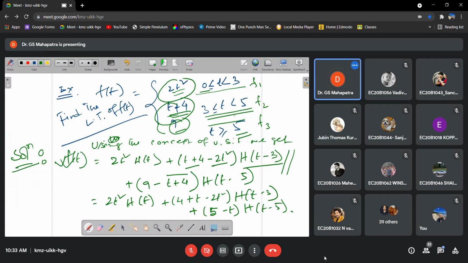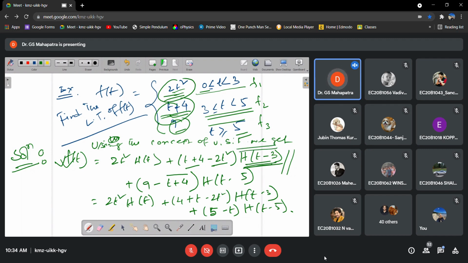If you say greater than 0, the answer is wrong. Why? This function is only defined up to 3. This function is only defined up to 5. If you add all, then you can't say that it is defined for all values of t greater than 0. Understood? But here, what is the advantage?